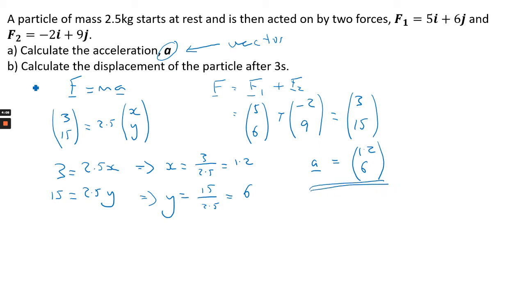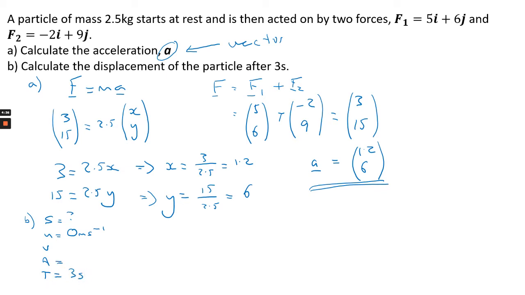Okay. Now for part B, I want to calculate the displacement of the particle after 3 seconds. And again, when we talk about displacement, this should hint straight towards us using SUVAT. So displacement is the thing I want. I'm told the particle is at rest to begin with, so my initial velocity is 0 meters per second. Now I also have a time of 3 seconds.